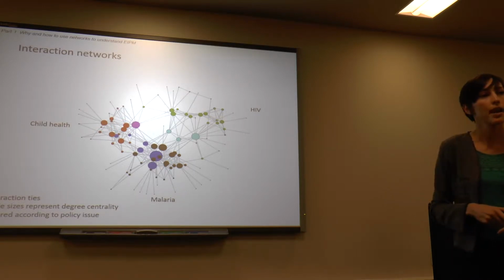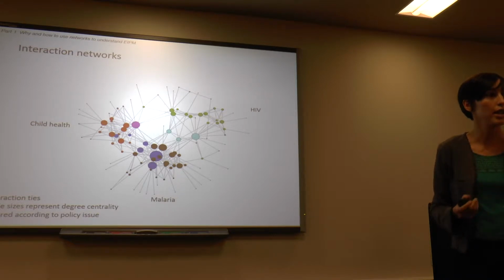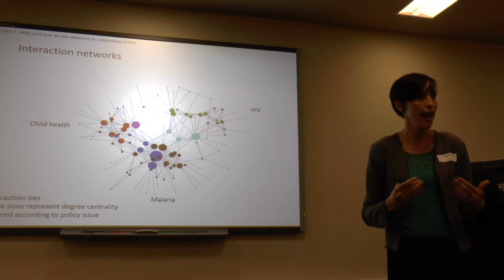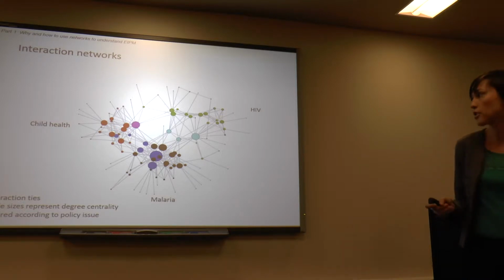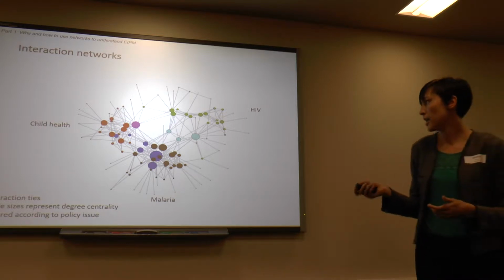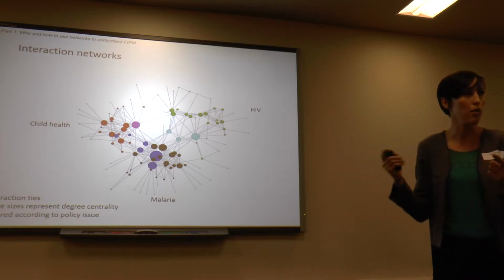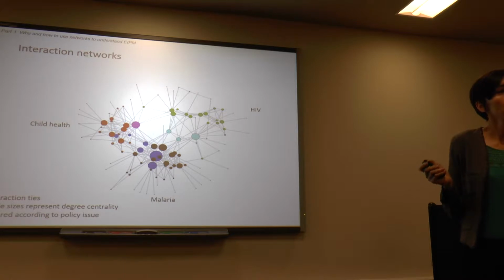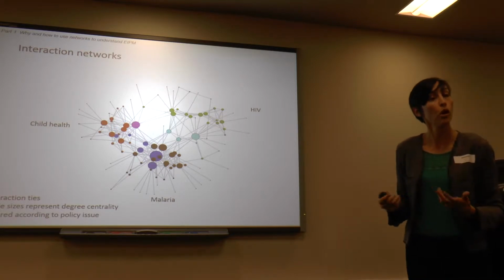Each of the circles represents an actor who I interviewed and who I have data on. The size of their circle represents what is called their degree centrality. That's just a measure of how many ties they have coming in and out. So people with more relationships have bigger circles in this graph. The colors represent cases they belong to, although because there are people who are involved in more than one case, there are more than 3 colors on the graph. But you can basically see that you have a child health cluster here, a malaria cluster down here, and an HIV component up here.